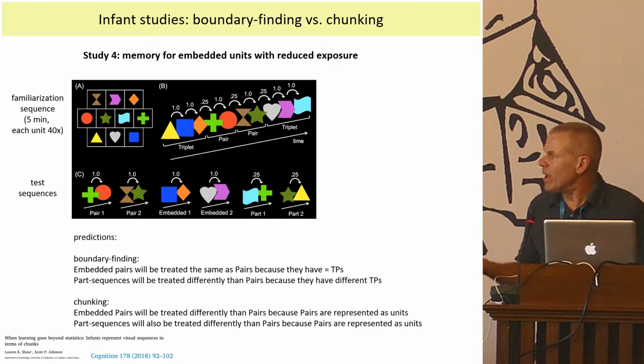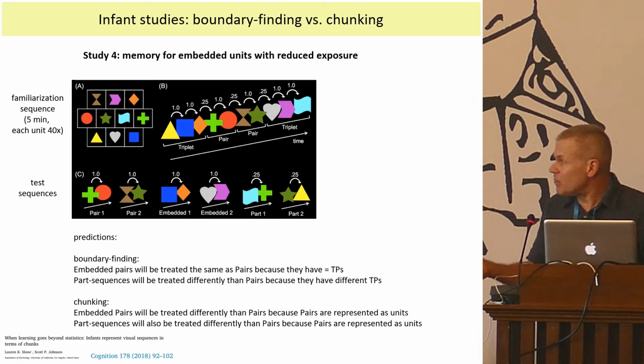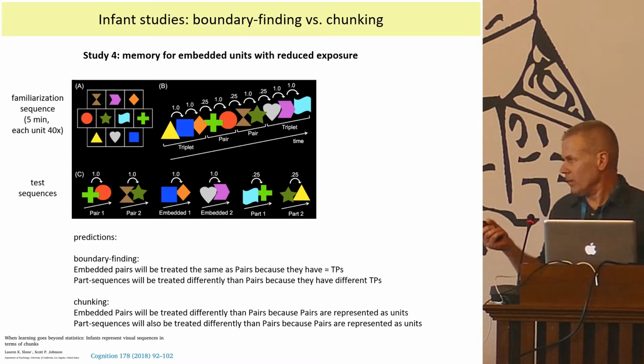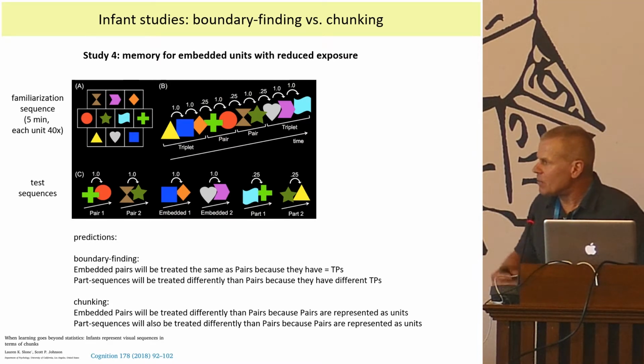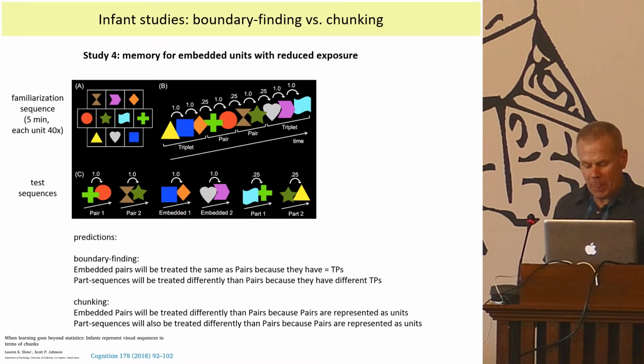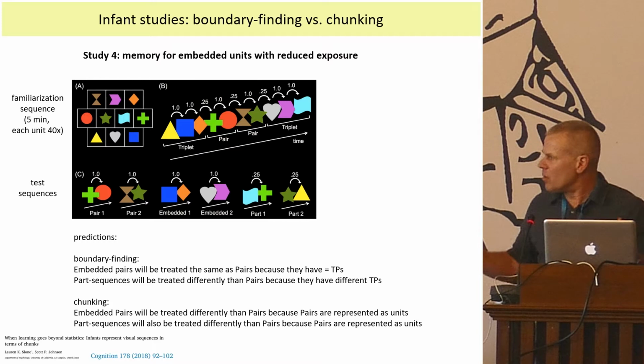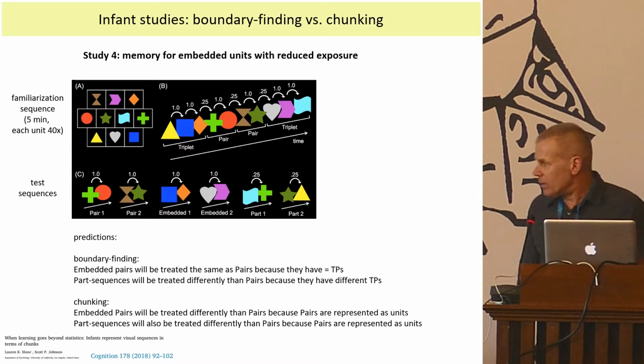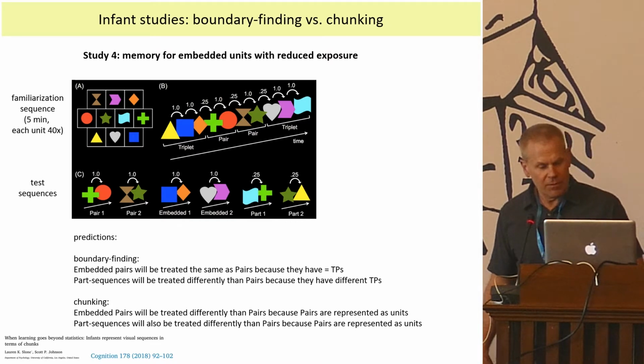At test, the babies did see 6 test sequences, which is quite a few: 2 pairs, 2 embedded pairs, and 2 part pairs. So the boundary finding model and the chunking model will make exactly the same predictions. The boundary finding model says that embedded pairs will be treated the same as pairs because of the similar transitional probabilities, and the chunking model would predict that embedded pairs would be treated differently.